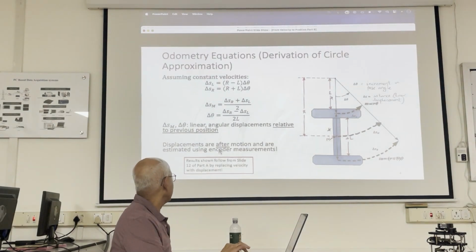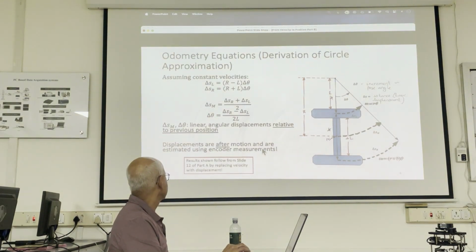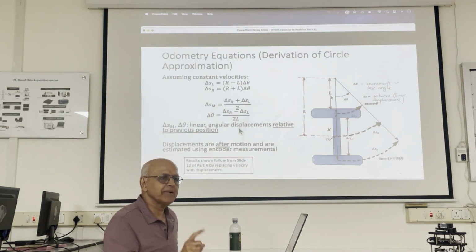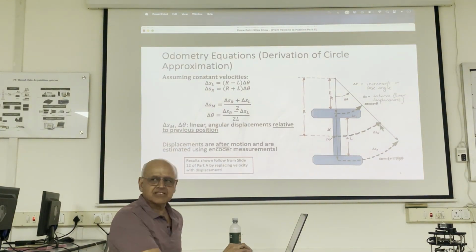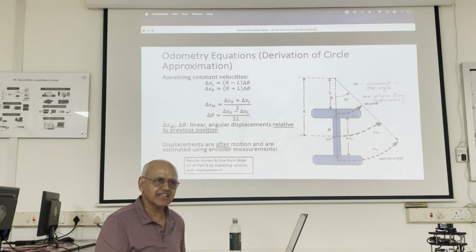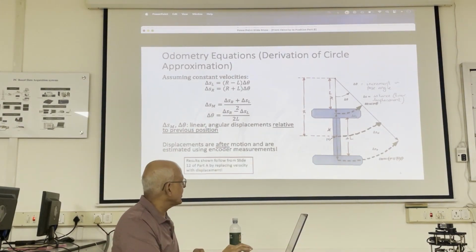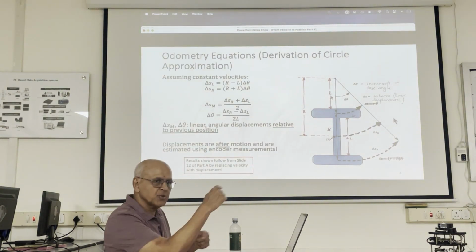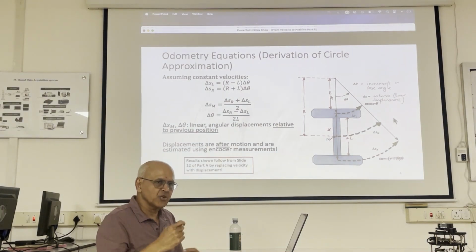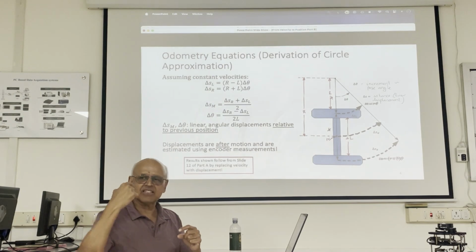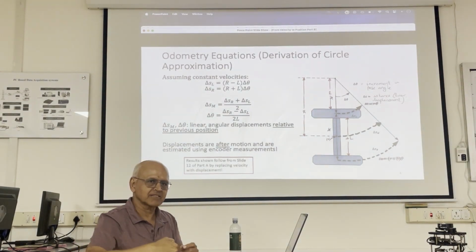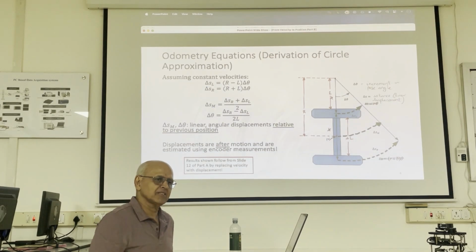So displacements are after motion and are measured using encoder increments. So this is why odometry is relative. This is relative to where you were. So now you have to reset odometry again and start again, right? Because you may be on a different circle. Right now you're going this way, but then you may turn this way, and then you may turn this way, and you do very complicated paths. So odometry is only relative. It's with respect to the previous circle. When the previous circle ended, a new circle begins. So you just pick up these little tiny pieces.